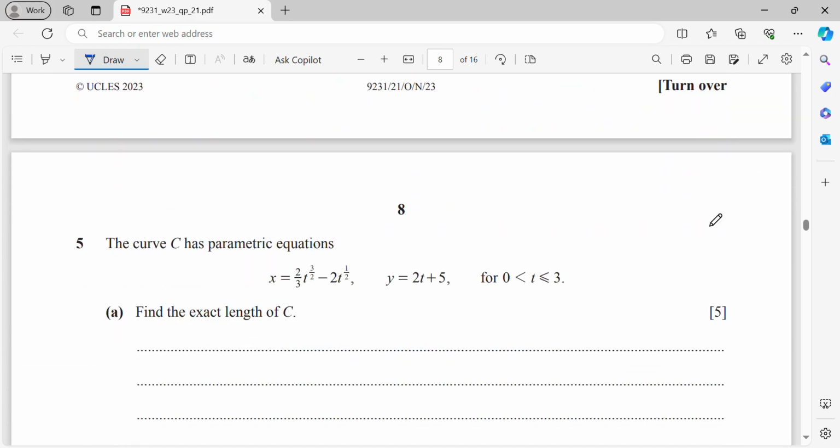Okay, now move on to question number 5. The curve C has parametric equations. x equals 2 over 3 t to the power 3 over 2 minus 2 t to the power half, which is 2 square root t. And y is 2t plus 5, where t is defined from 0 to 3 inclusive. Now find the exact length of C.